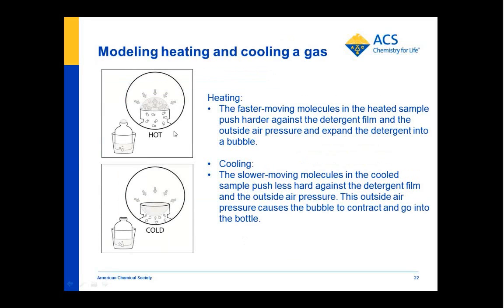So in this case, you can go to the student activity sheet and show that you've got outside air pressure on the top of the little bottle with the detergent solution on it. You put it in hot water, and the particles on the inside move fast, and the pressure they put on that bubble film overcomes the air pressure on the outside, and it pushes it good and hard because of the fast-moving particles, and you get a bubble.